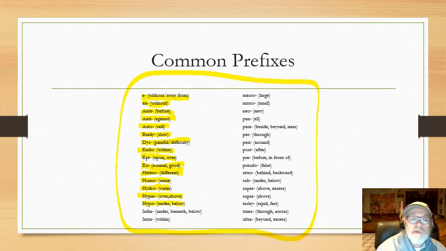Hypo means below or under. We talked about that, as well as infra. Infra means below, under, or beneath. We talked about those before. Intra means within. You've probably all mentioned this before. How about intravenous? If I have an IV, it means intravenous. Where is it? Inside or within a vein.